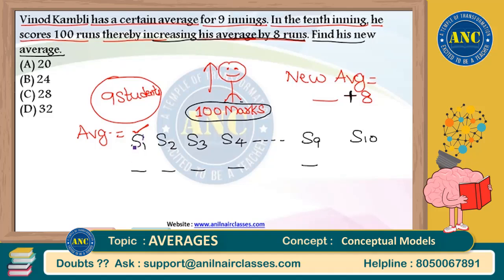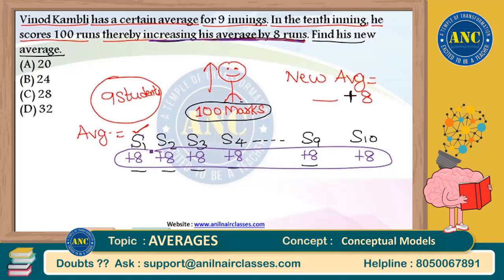That means the first student was having some marks earlier, and there is an increase of 8 marks for the first student. Second student, increase of 8. Third student, increase of 8. Fourth also, increase of 8. Ninth also, increase of 8. Now the 10th student, the person who is joining, he also will keep 8 marks extra with him. That means average increases by 8 marks means total will increase by 8 into 10 people, 80 marks.